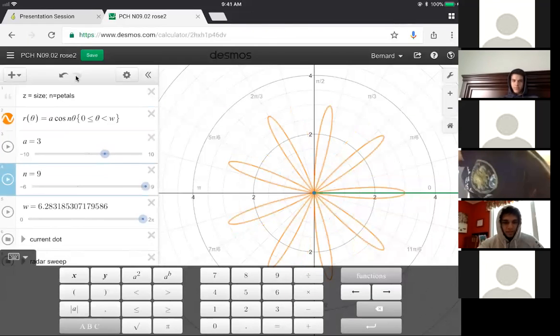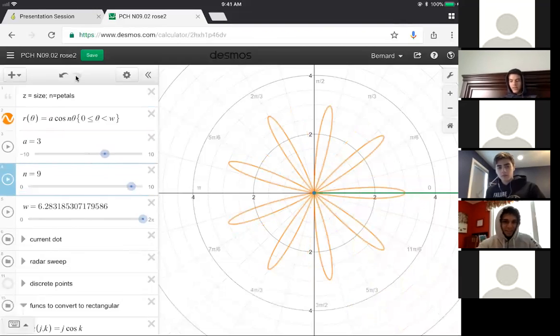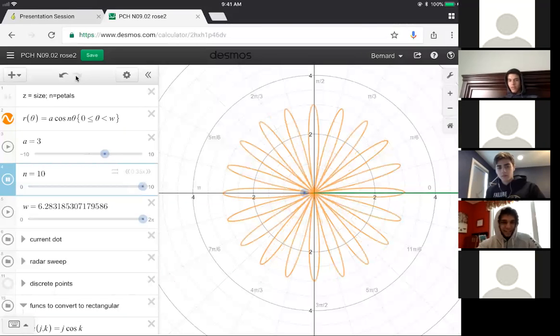All right, as we keep doing this, you can do some weird stuff, which Desmos lets you do that people never would have done before computers. For instance, we can let n itself vary. So let's take n from 0 to 10, and we get something like that.